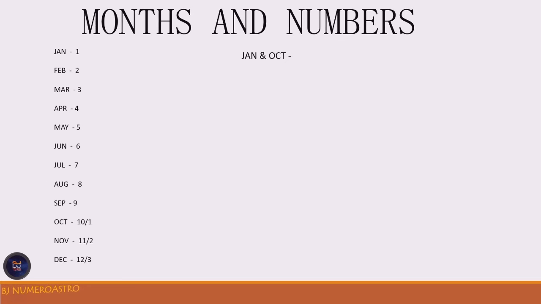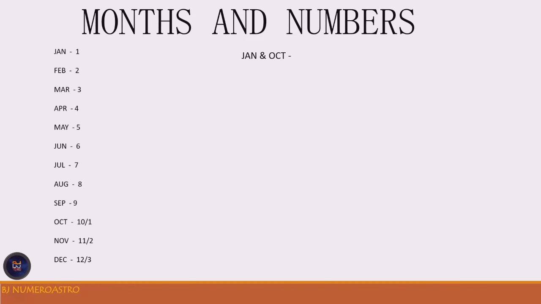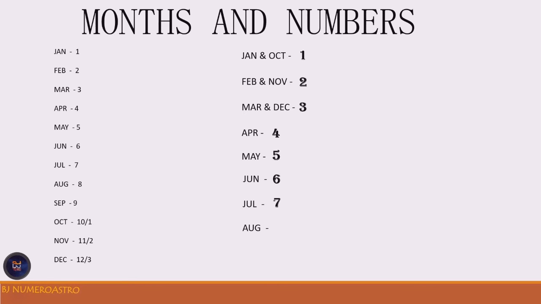So January is normally 1 and October is 10, and 10 in numerology is just 1, so January and October are now equal to 1. February and November are equal to 2. March and December are equal to 3, and the rest have no changes: April 4, May 5, June 6, July 7, August 8, and the last one, September 9. So let's move on to the next slide.